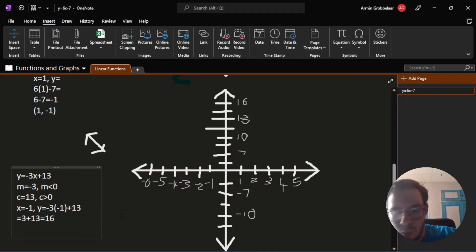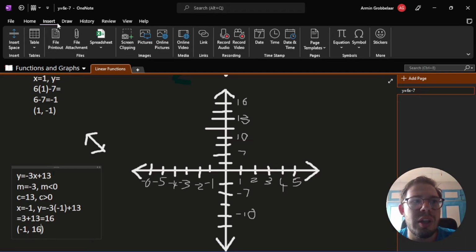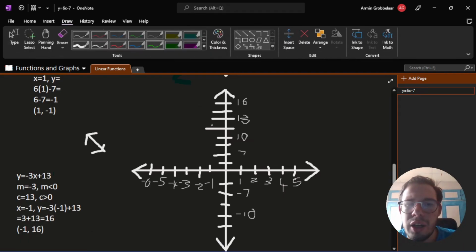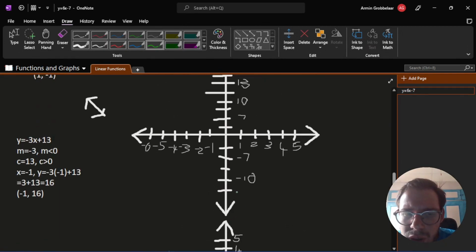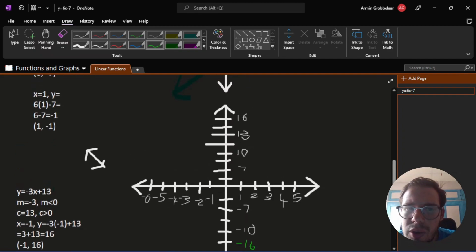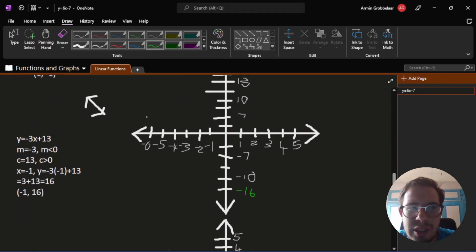So we have our first point. It's minus 1, 16. So now to draw it in, I'm just going to use another color. We go negative 1 on the x-axis and go up to 16. So the point there is minus 1, 16.